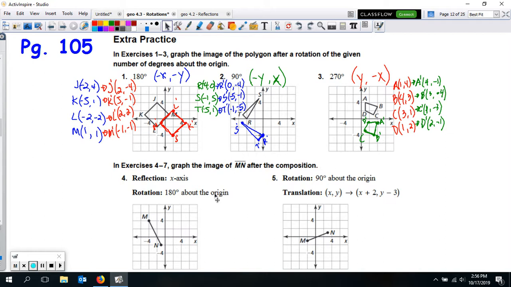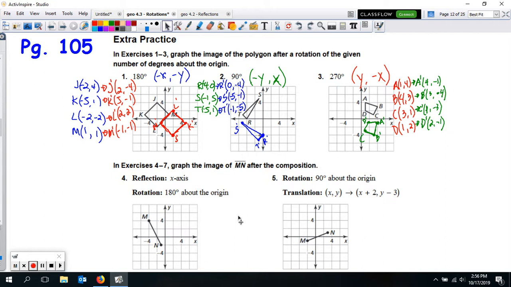All right, for 4 and 5, now you can see it says composition. It uses that word because it gives you the rotation with another transformation. So it's wanting you to use the rotations on these for sure, but sometimes it might be a reflection, sometimes it might be a translation, or it could even be 2 rotations, I suppose.